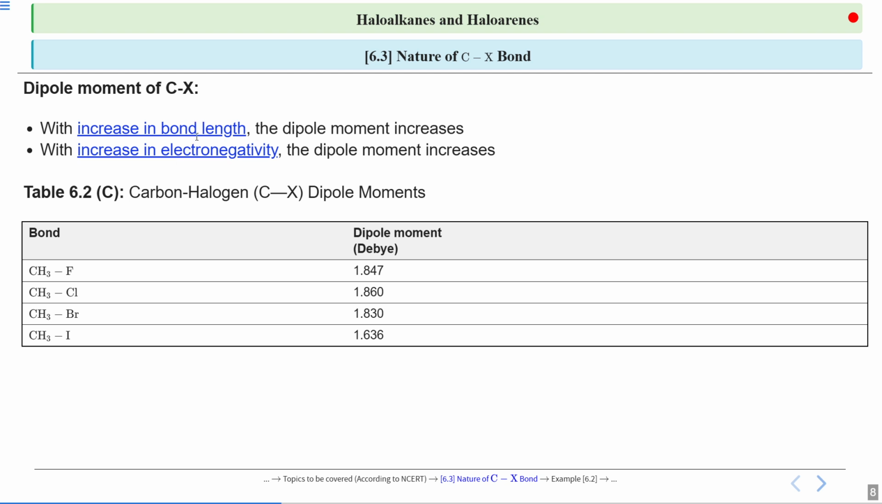And these are the factors that you have to remember: if, going down the group, the bond length is increasing, the dipole moment will also increase, and if there is an electronegativity increase, the dipole moment will also increase.